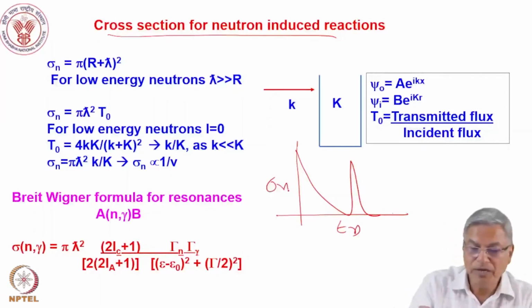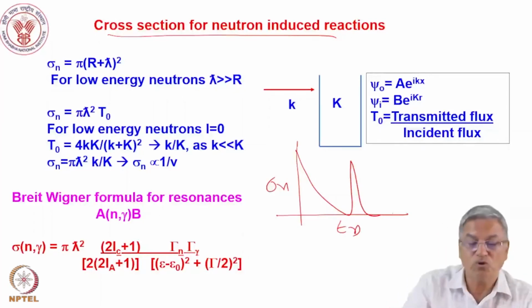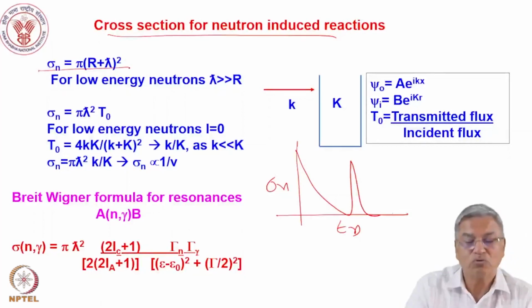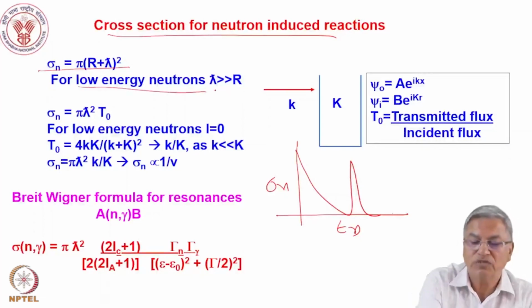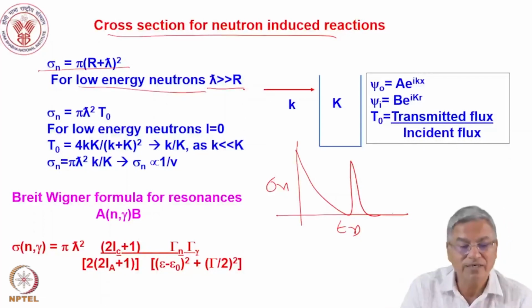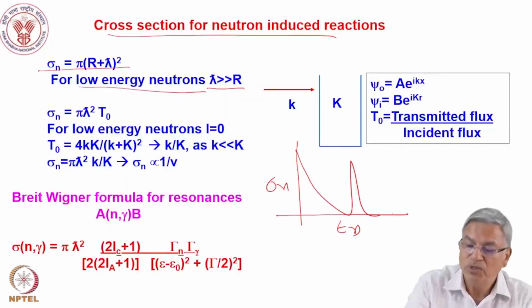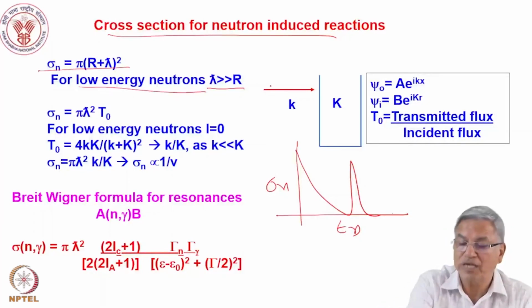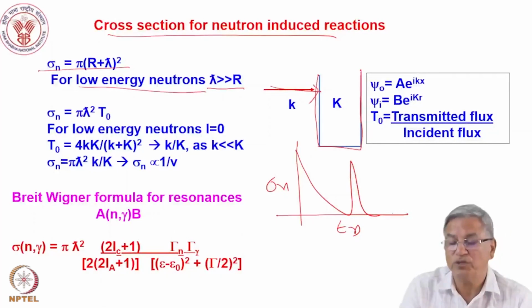So we try to explain using the transmission of neutron through the potential well. The total cross-section for the neutron is π(r + ƛ)², and for low energy neutrons we said that ƛ is much larger than the radius of the nucleus. So you can actually set up an equation for transmission of the neutron. Neutron is like a wave and going to hit the nuclear potential of the nucleus.